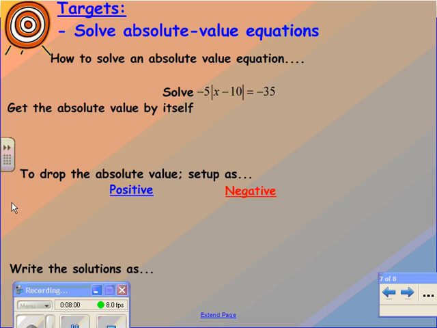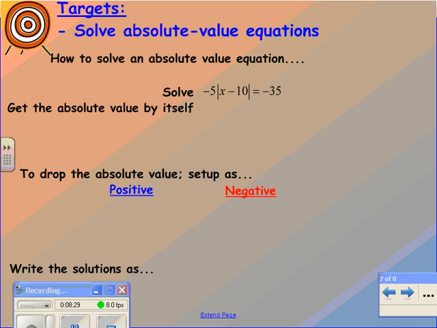Okay, our next example, we want to solve this equation here: -5 times the absolute value of x minus 10 is equal to -35. Well, if you look at this right away, you might say, okay, well, that's equal to a negative number, so there is no solution. But that's not true yet. I have to get the absolute value by itself on one side of the equation. Then I can check and see if I could come up with a solution or not.